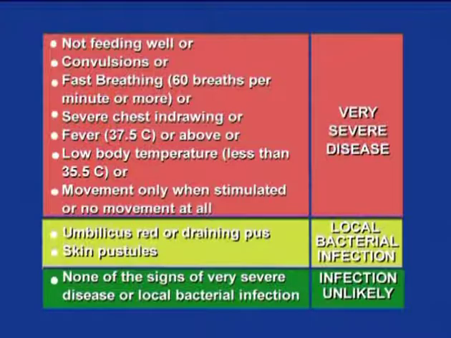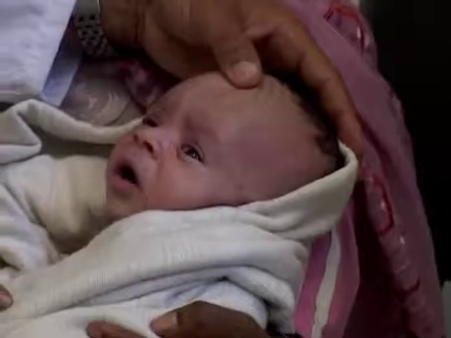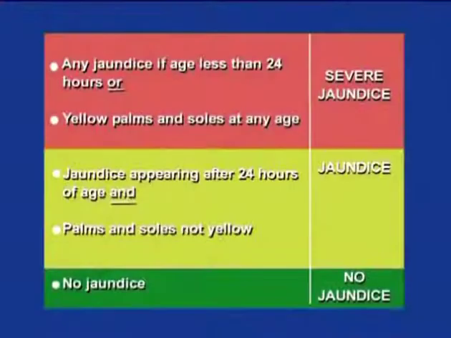We looked at the pink section of the very severe disease and local bacterial infection chart. Ikram's signs of not feeding well and severe chest indrawing classifies him as very severe disease. Next, we assessed Ikram for jaundice. He did not have any of the signs of jaundice.